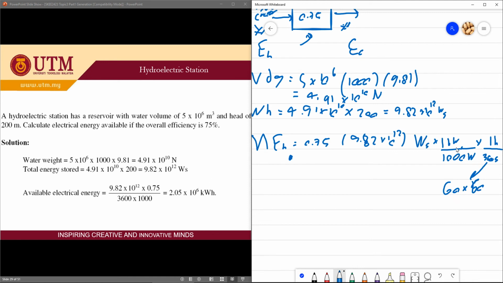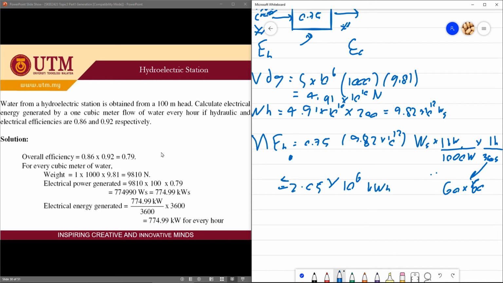If you have to do the conversion, usually the question will ask you to get the answer in what unit. But usually in electrical you use kilowatt hour. So for electrical, you will get 2.05 multiplied by 10 power of 6 kilowatt hour. This is just unit conversion. The bottom one is just unit conversion. I think hydroelectric is much easier. Okay, we move on to the next example.